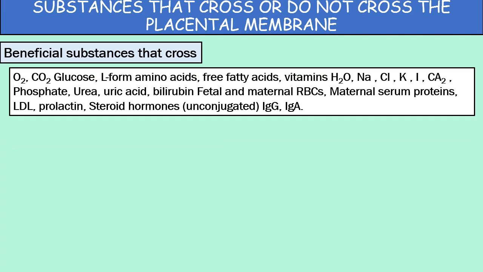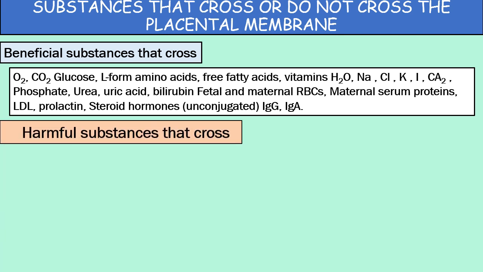The placental barriers that exist between the fetal and the maternal bloodstreams are not true barriers. The beneficial substances that can cross the placental membrane are oxygen, carbon dioxide, glucose, L-form amino acids, free fatty acids, vitamins, water, sodium, chloride, potassium, iodine, calcium, phosphate, urea, uric acid, bilirubin, fetal and maternal RBCs, maternal serum proteins, low-density lipoproteins, prolactin, unconjugated steroid hormones, immunoglobulin G and immunoglobulin A.